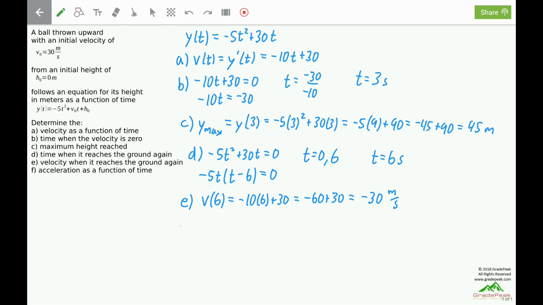For part F, we want to know the acceleration as a function of time. And the acceleration as a function of time is the derivative of the velocity function of time, which is the second derivative of the position as a function of time. We have the velocity as a function of time in part A. We can take the derivative of that. The first term is a constant times t, the derivative is the constant. The second term is a constant with no t, the derivative is 0, so we have negative 10, and the units of acceleration will be distance, that's meters here, over time squared, seconds squared. So we have negative 10 meters per second squared.